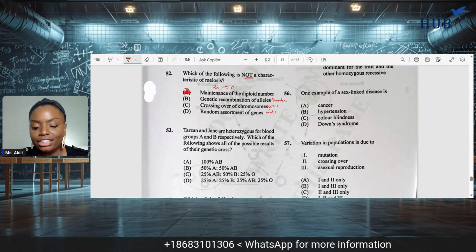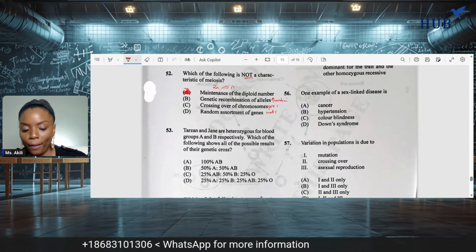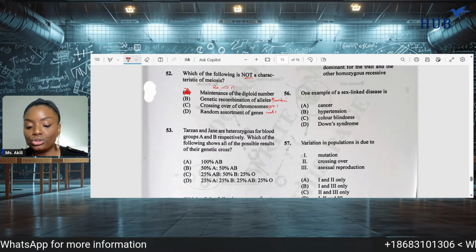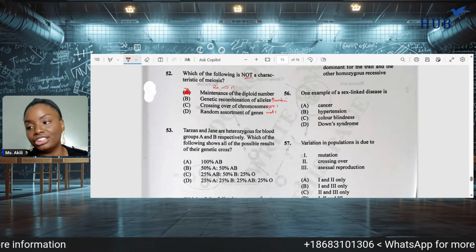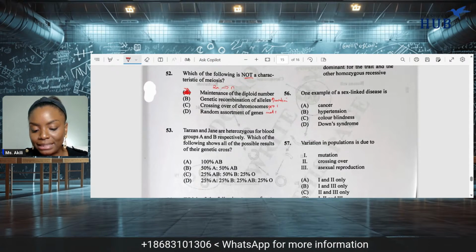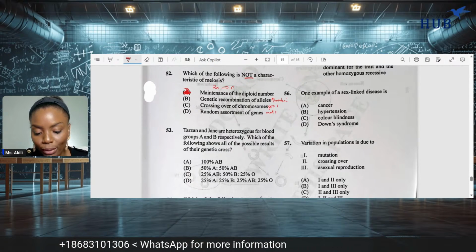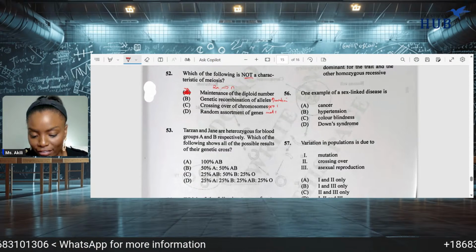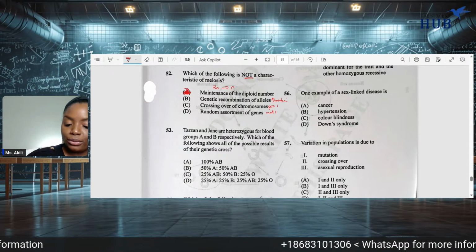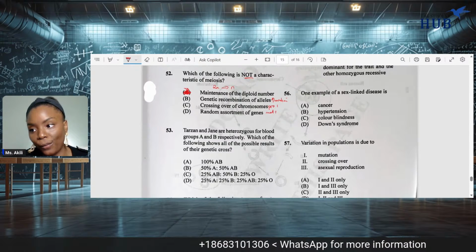53. Tarzan and Jane are heterozygous for blood groups A and B, respectively. Which of the following shows all the possible results of their genetic cross? Is it going to be A, 100% AB, B, 50% A, 50% AB, C, 25% AB, 50% B, 25% O, or D, 25% A, 25% B, 25% AB, and 25% O?